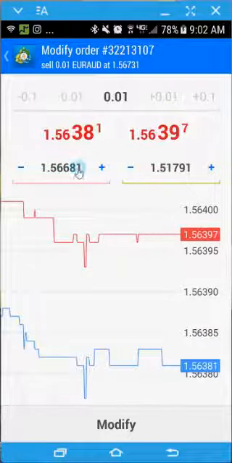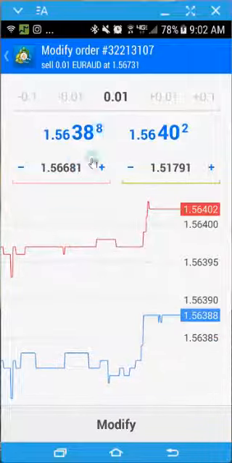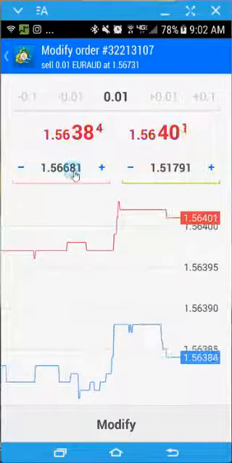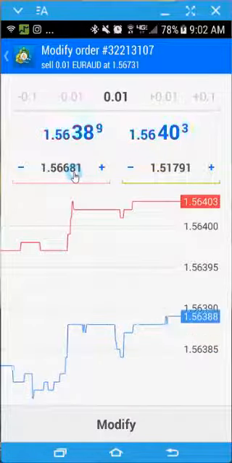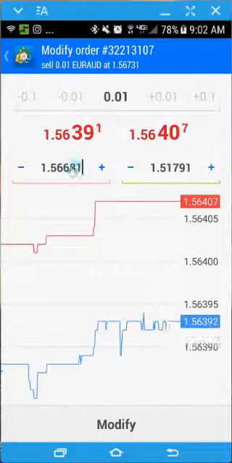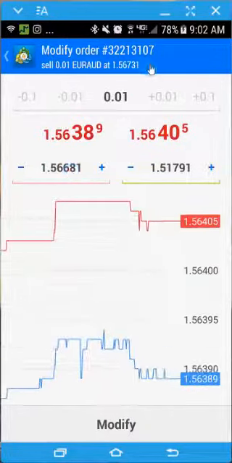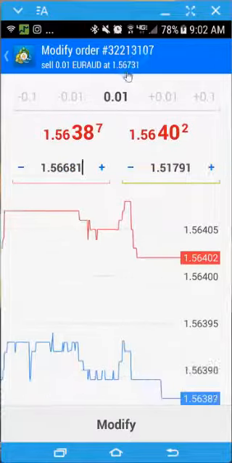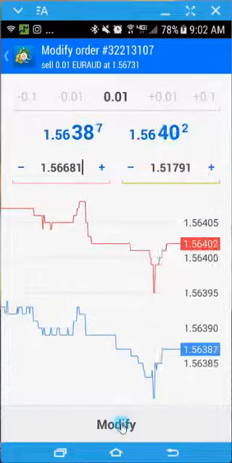Okay. Remember, this last pip is called a pipette. We just leave that number the same. From the number 8, the fourth decimal point, all the way over are your pips. So I'm going to make it 5 ahead, right? 5 ahead of this. And I'm going to click modify.